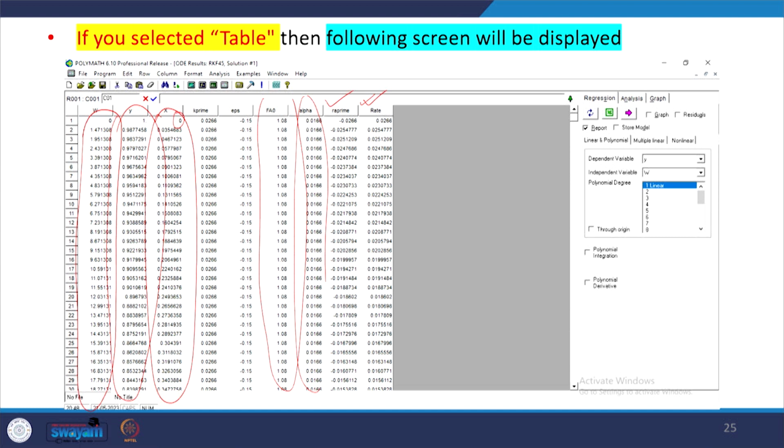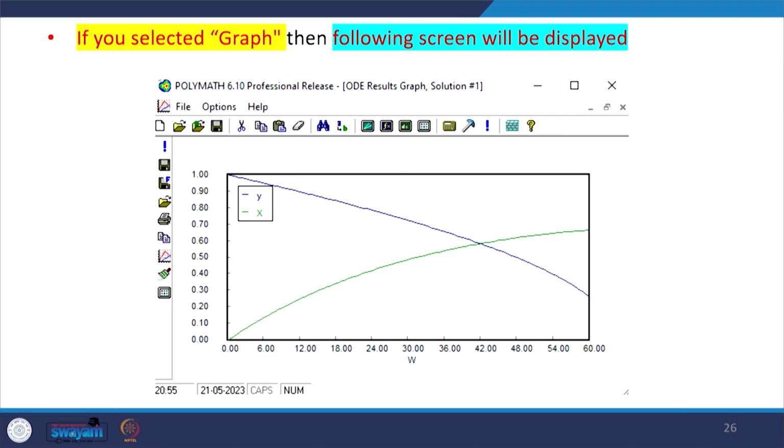So, conversions. Now if you want it in the form of graphs, you will get W against x, and W against y. This means conversion changes this way and pressure changes this way. Pressure changes means there is a pressure drop in the packed bed reactors.